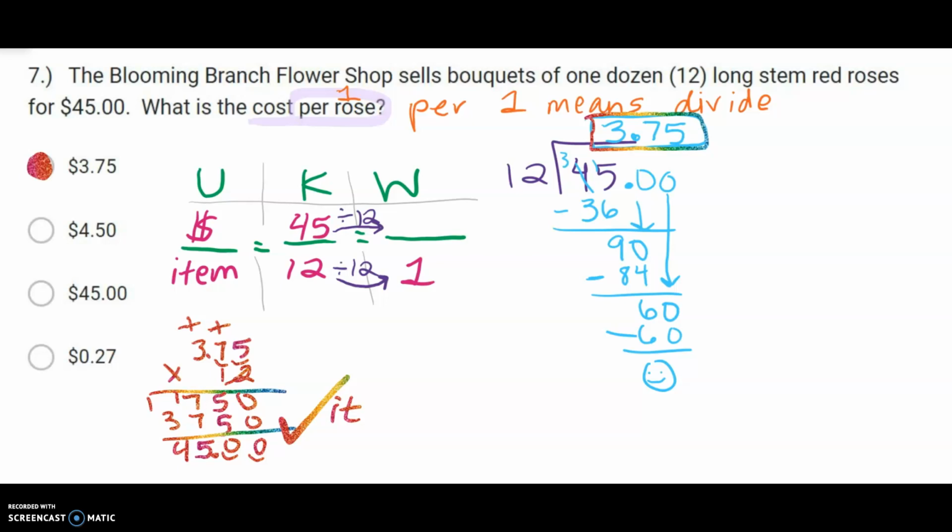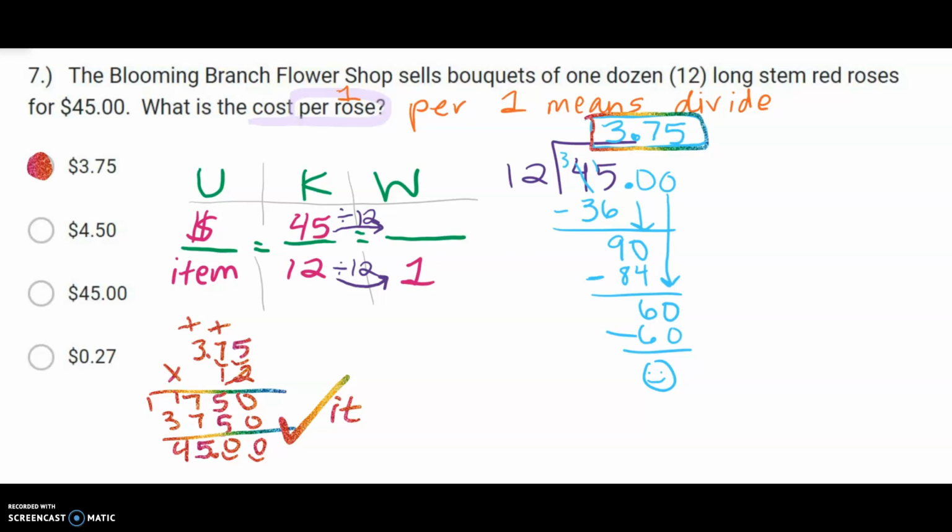Okay, so it's always money over item or cost over item for our units. So we have money over item. All right, let's plug in what we know. Well, we know the $45, so I plug that in as my numerator with my money, following my pattern. And then I know the item was, well, it was stem roses and there were 12 of them. So I plugged in my 12, and now I get to find my pattern per 1, which is what I want to know because it says per rose, which is 1 rose.